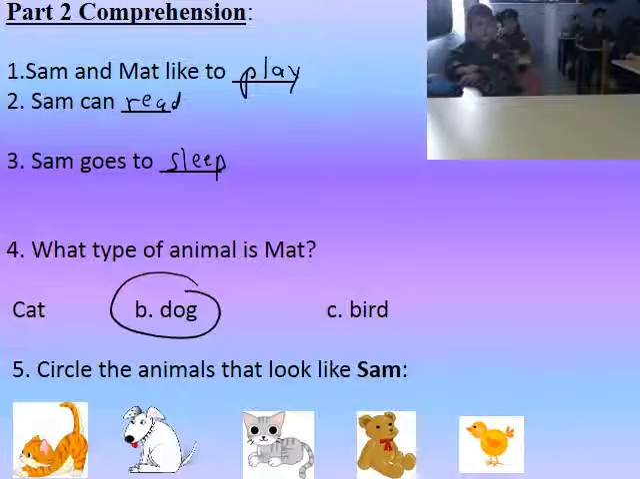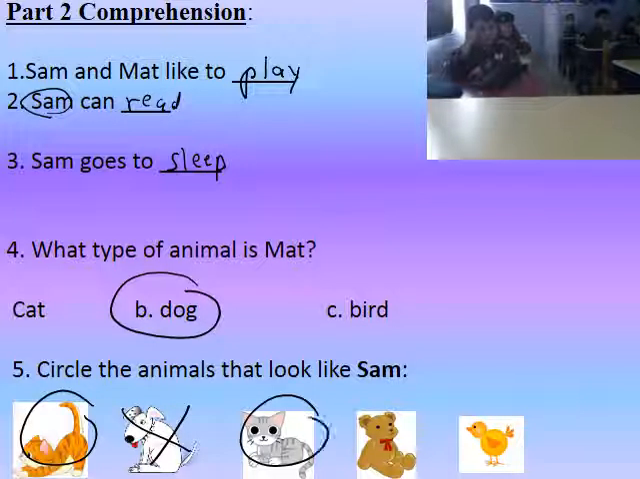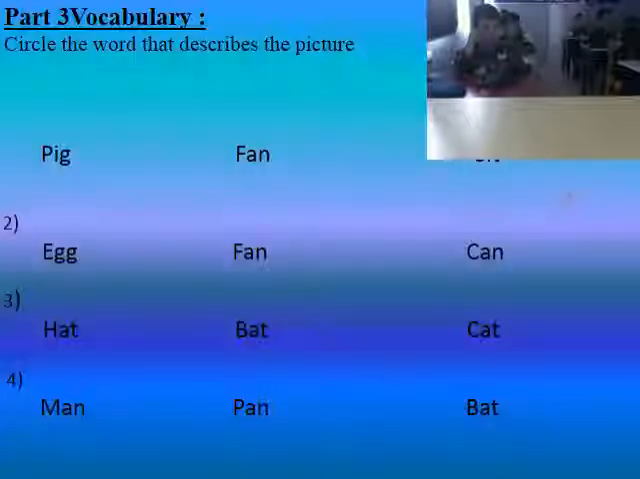Who's the cat? Sam. Sam is the cat. Now, let's circle the animals that look like Sam. Is this Sam? Yes. Does this look like Sam? Yes. Does this look like Sam? No. Does this look like Sam? Yes. Does this look like Sam? No. Does this look like Sam? No. Good job. Excellent. Let's keep going.